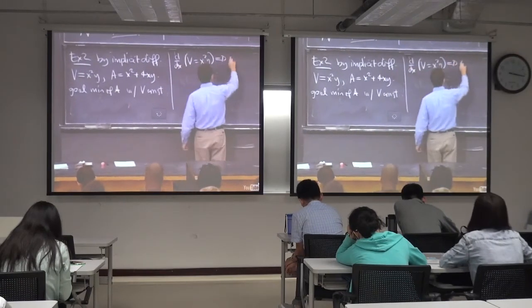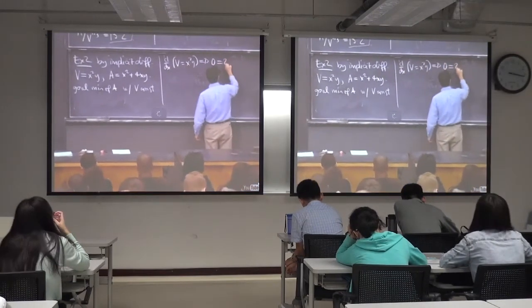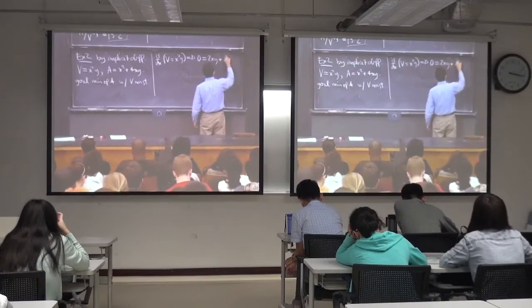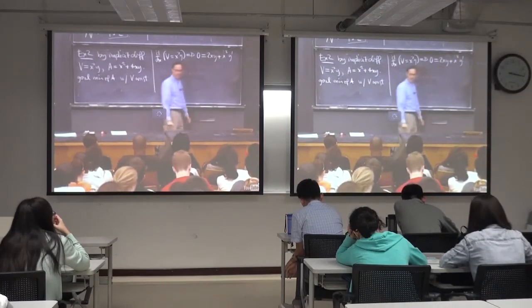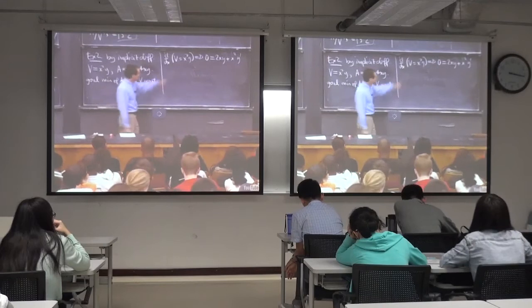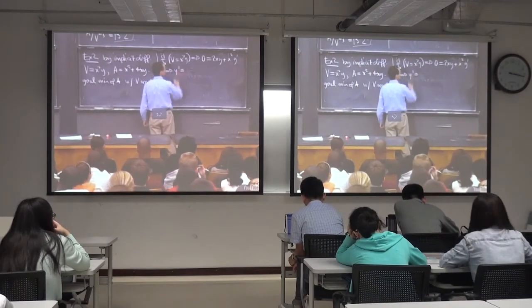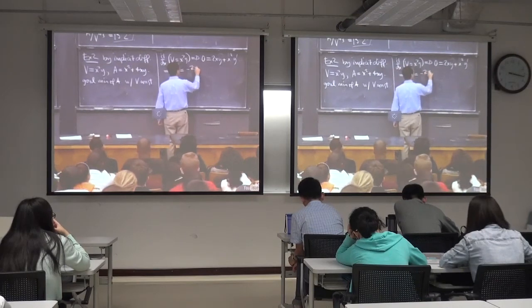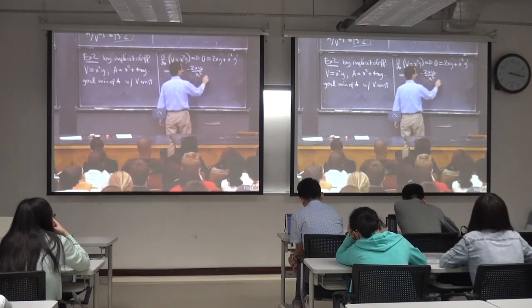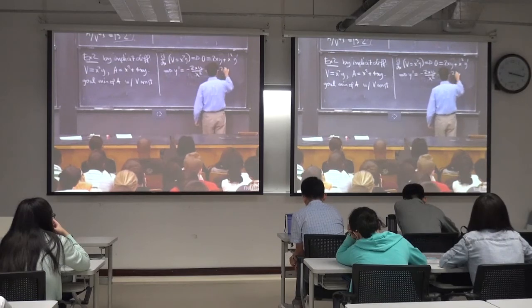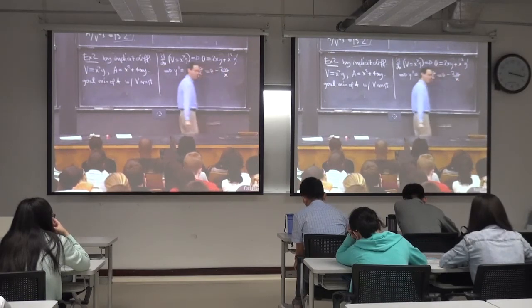And that yields 0 is equal to 2xy plus x squared y prime. So this is giving me my implicit formula for y prime. So y prime is equal to minus 2xy divided by x squared, or in other words, minus 2y divided by x.